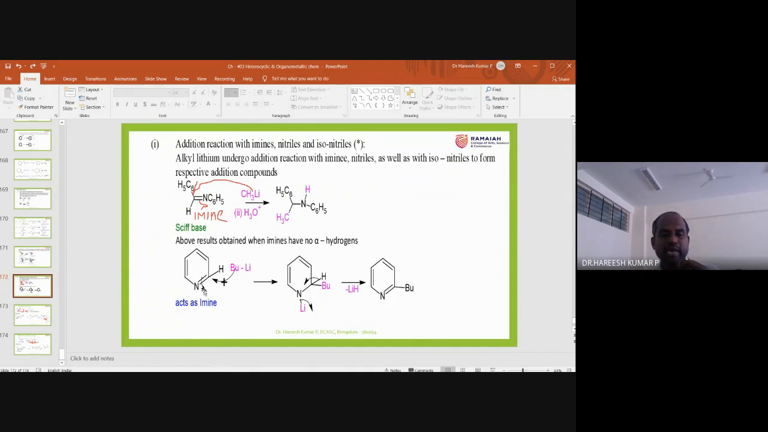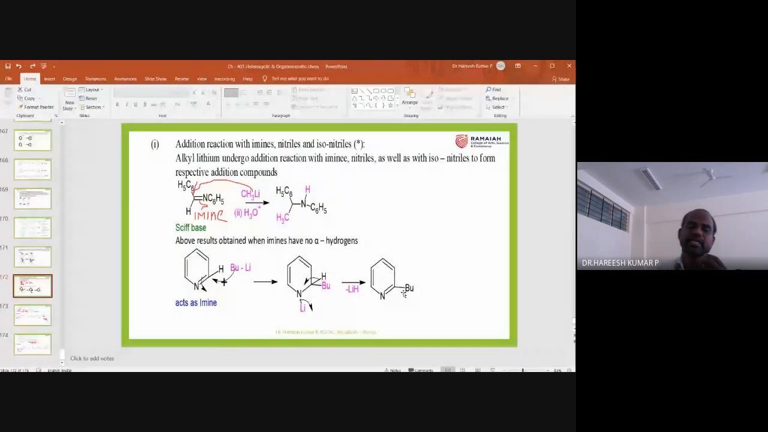Since it acts as an imine, it will react with butyl lithium. How will it react? The Bu minus can attack this carbon. Why is it attacking this carbon? Because this lone pair or bond pair will form a bond with lithium. So this intermediate is obtained like this. And afterwards, this bond pair can come over here, this LiH going out as a byproduct and forming a butyl pyridine.